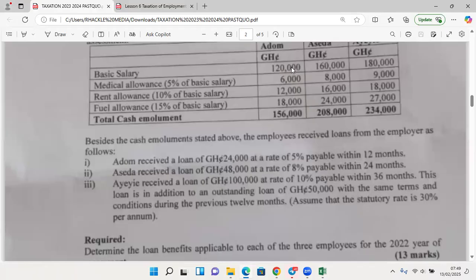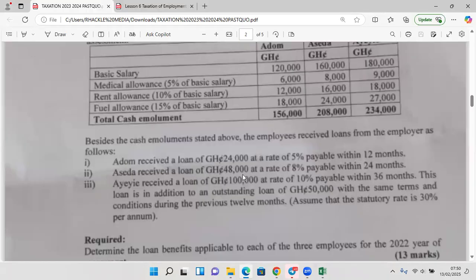If the 3 months salary was lesser than the 24,000, then there would be a loan benefit in there. But as far as that 30,000 is greater than this loan amount, it will be tax exempt. There will not be any loan benefit tax in there. Now let's move to Aseda.